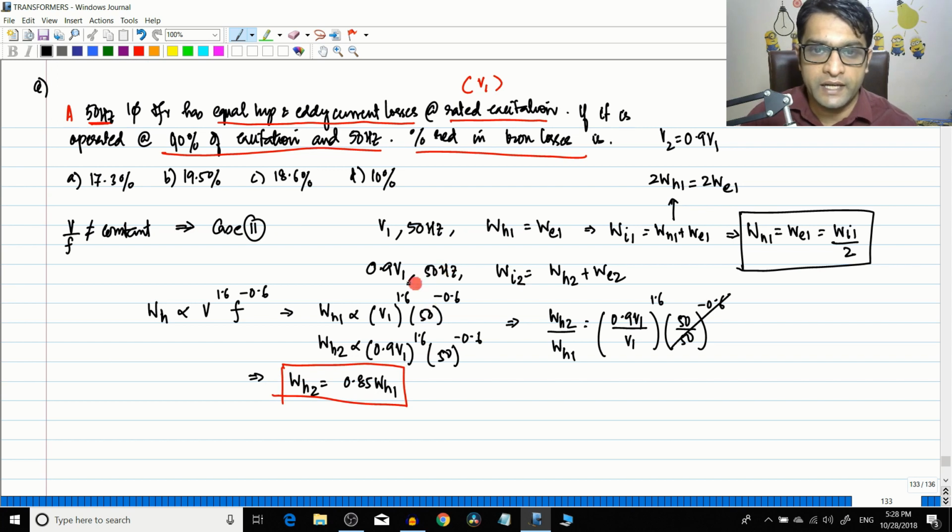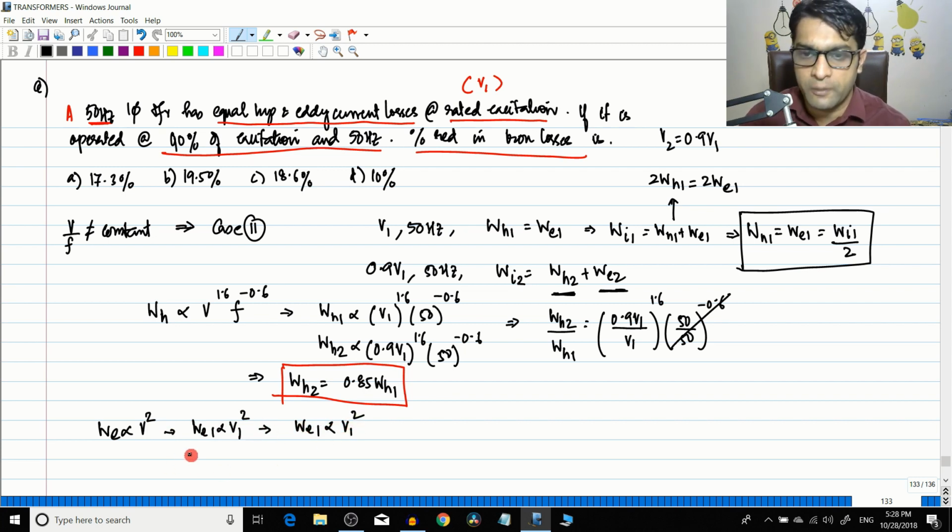Now next is finding the eddy current loss, right? You need the hysteresis loss equation we have found out, and the eddy current loss also you have to find. So eddy current loss is proportional to V square, right? So WE1 will be proportional to V1 square for the first case. WE2 will be proportional to V2 square, right? But V2 value is equal to 0.9 V1. So WE2 is proportional to (0.9 V1) square, right?